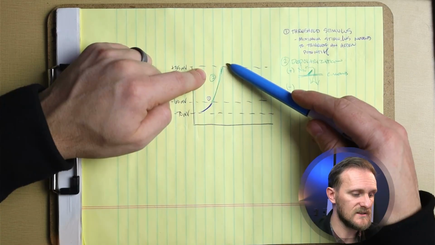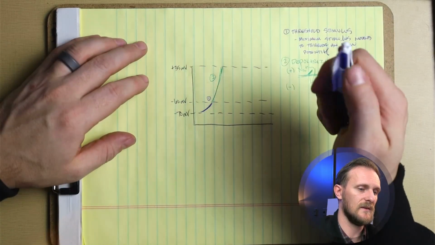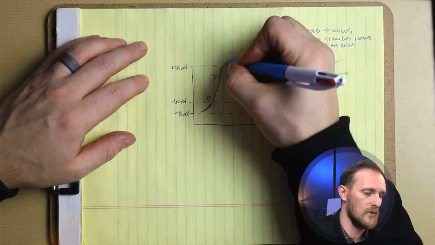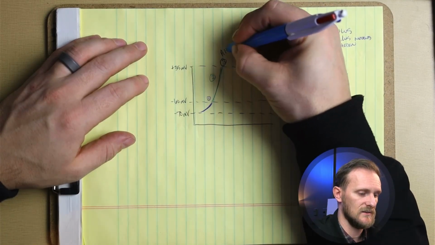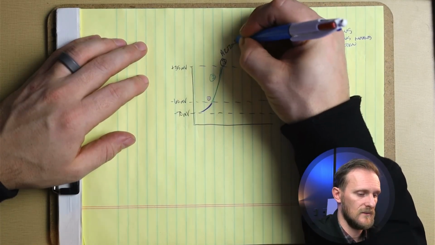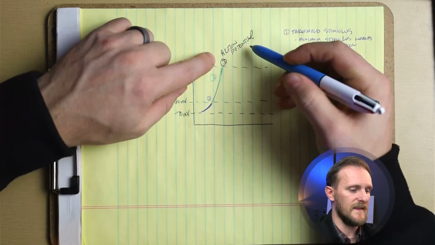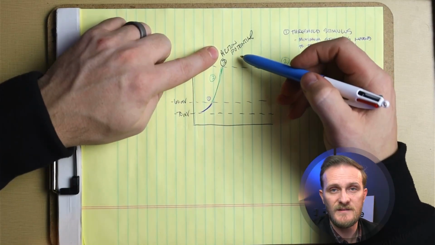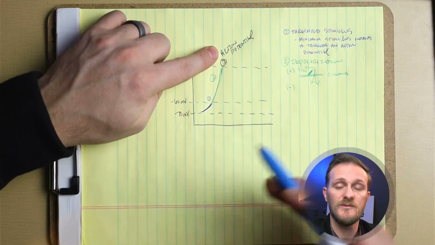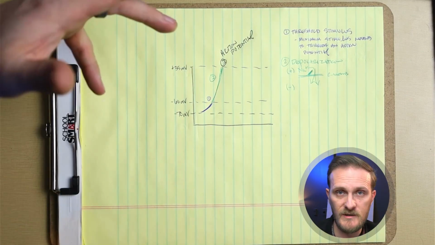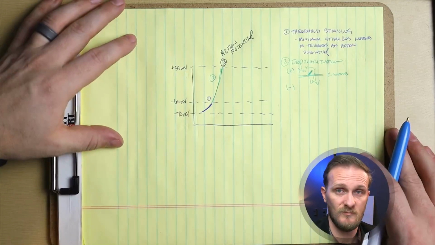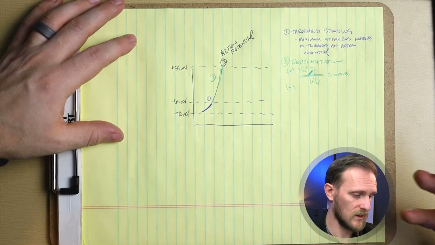Once it has reached the peak, we'll call this step number 3, and this is the action potential. And the action potential is when that message is actually sent on to the neighboring dendrite of another neuron, to the target tissue of whatever, like a muscle or a gland.